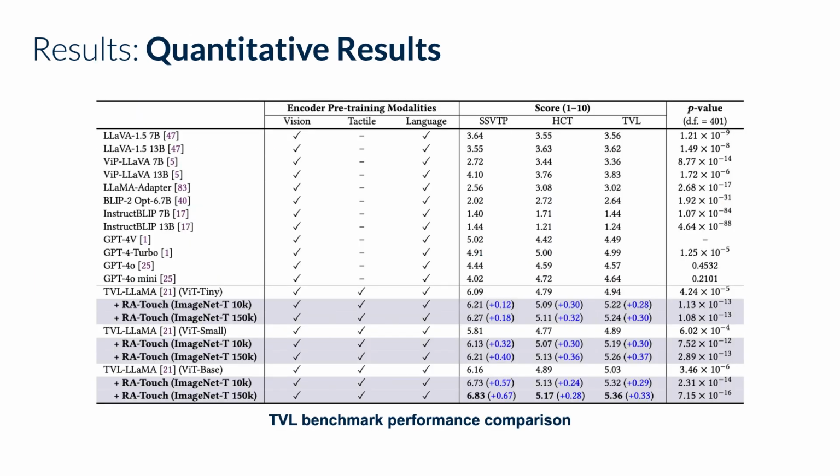Now we present our quantitative results on the TVL benchmark. As the table shows, our proposed method, RA-Touch, consistently and significantly outperforms all baselines, including the fine-tuned TVL Llama model. Notably, our strongest model achieves a score of 5.36 on the TVL benchmark, demonstrating a substantial improvement and confirming the effectiveness of our retrieval-augmented approach.